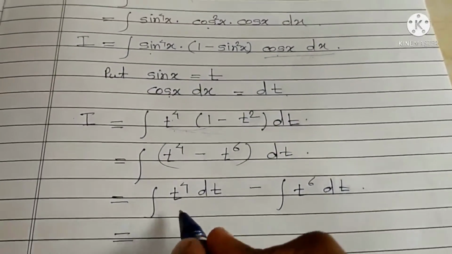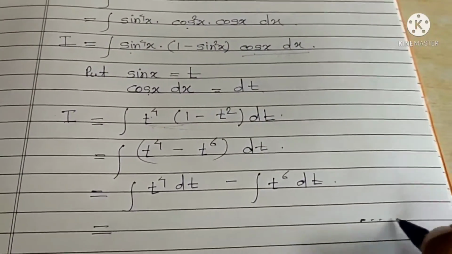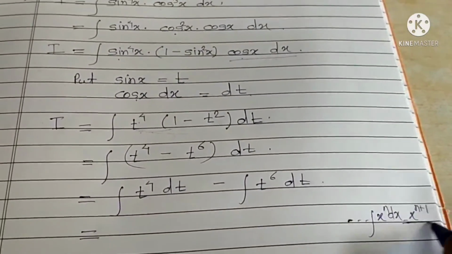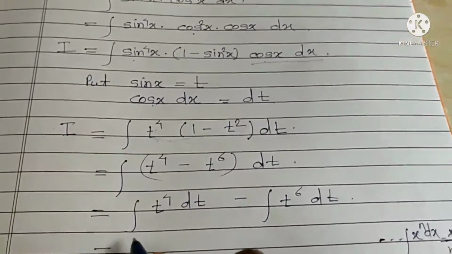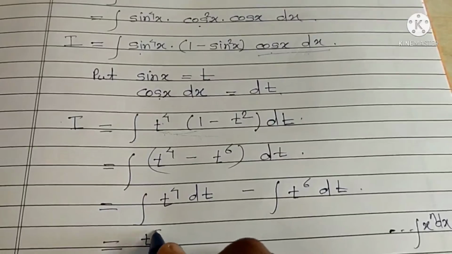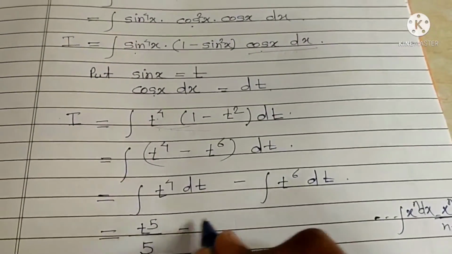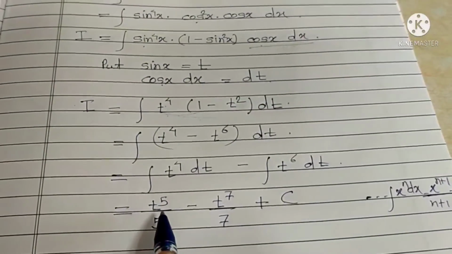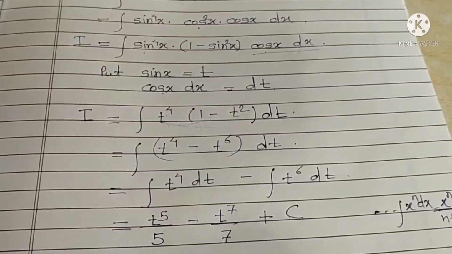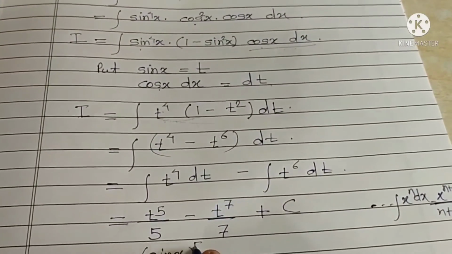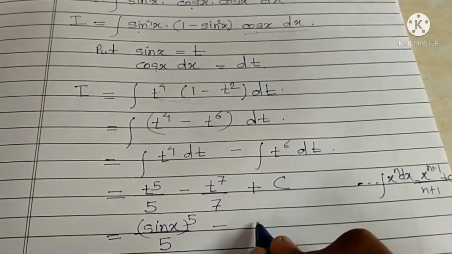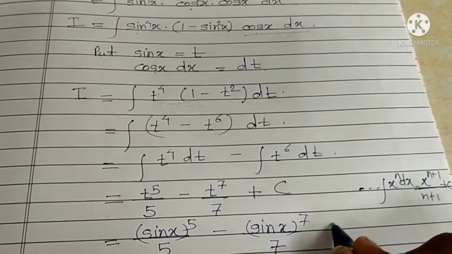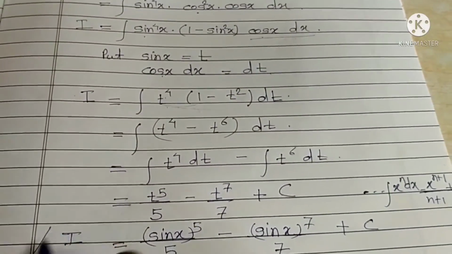Take the integration of t raised to 4. We know the formula, that is integration of x raised to n dx is equal to x raised to n plus 1 upon n plus 1 plus c. So it is t raised to 5 upon 5 minus t raised to 7 upon 7 plus c. Now put the value of t, which is sin x, so it is sin x raised to 5 upon 5 minus sin x raised to 7 upon 7 plus c. So this is our answer.